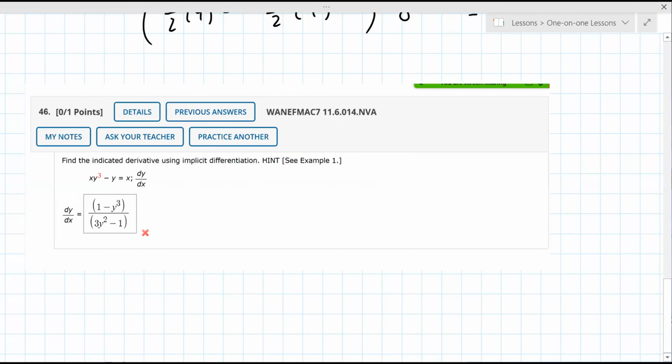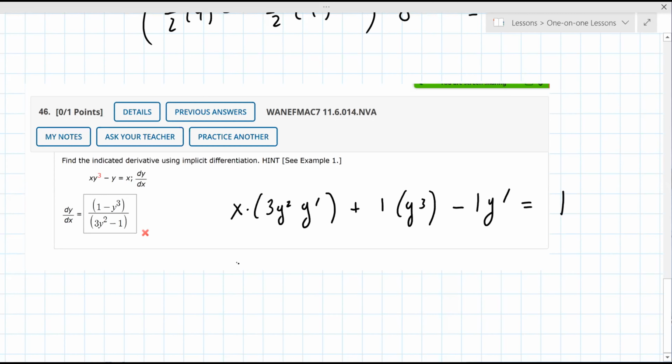Okay, so the derivative here of xy cubed is a product rule. So it's the first times the derivative of y cubed. The derivative of y cubed is 3y squared, but there's a y prime. Plus the derivative of the first, which is x, or just 1, to keep the second y cubed. Minus, so the derivative of y is y prime, equals the derivative of x, which is 1.